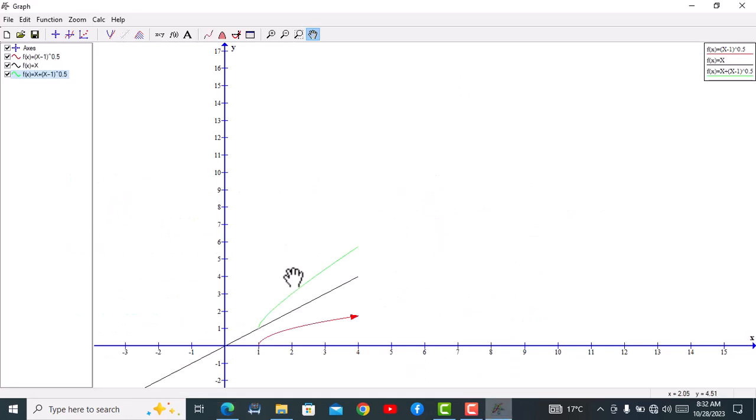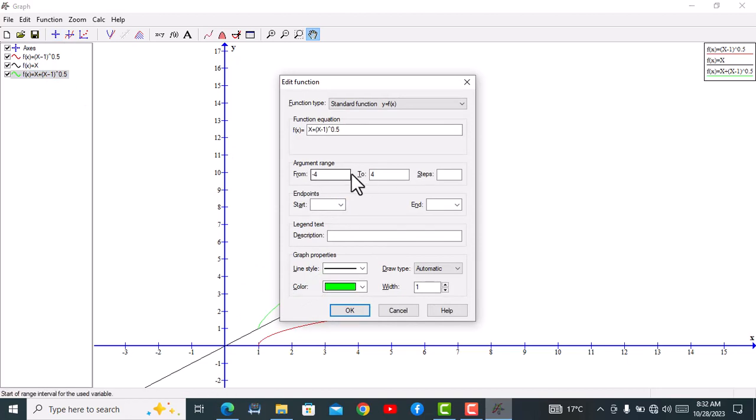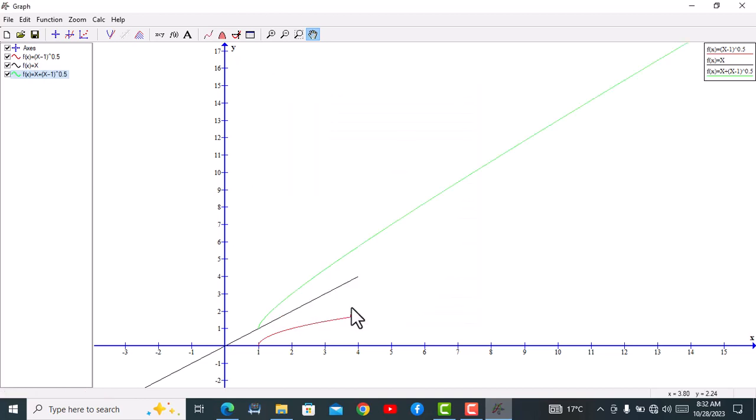But they also said that we should find the range. Now let me show you something. Even if we increase this to say maybe 100, we will have that. Now look what is happening here. Things are a little bit different now, because remember the range of this function was such that it was 0 included and less than infinity. But now things are different.